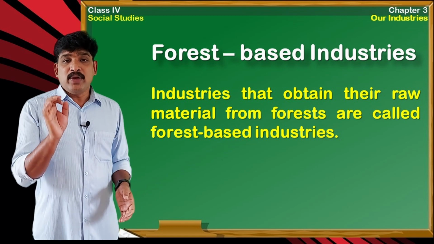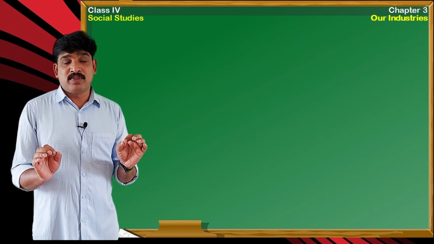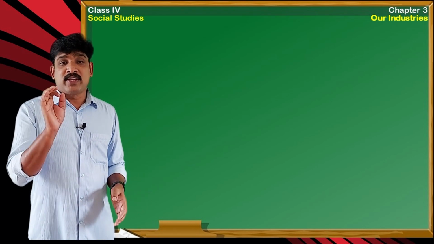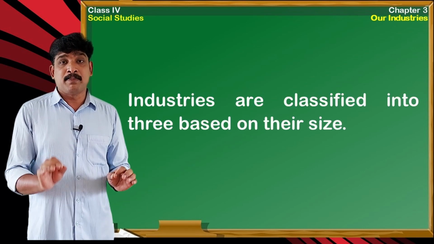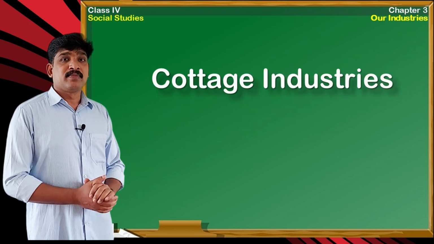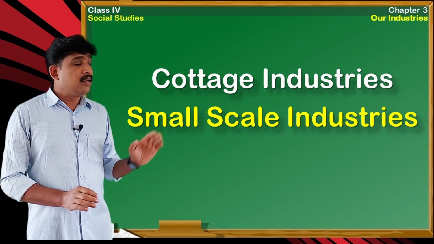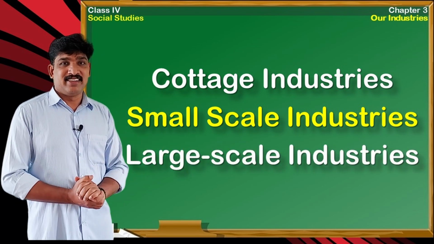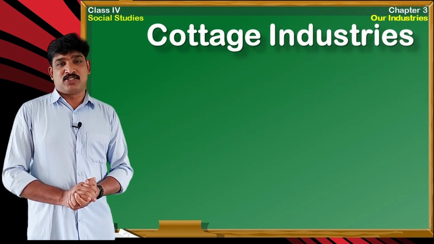We learned how industries are classified on the basis of the source of their raw materials. There is one another way we can classify industries, and that is based on their size, like cottage industries, small scale industries and large scale industries. Let us learn about these in detail. Let's start with cottage industries.